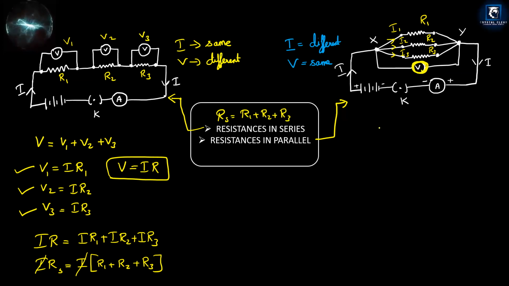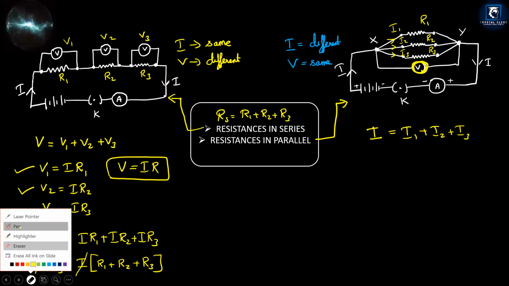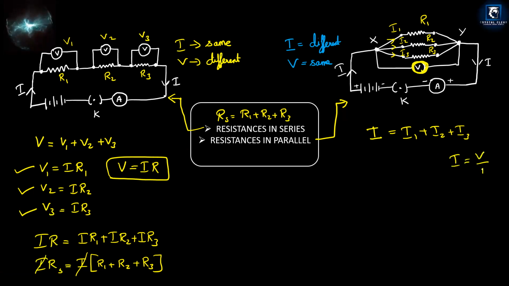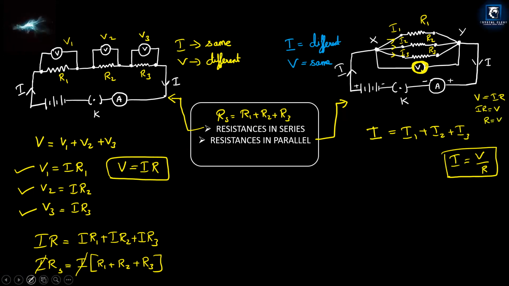Now come to this side. In resistors in parallel, the current is divided into I1, I2 and I3. All these put together make only the I current. Now the same thing I'm going to use in V equal to IR. Instead of this, I will use directly I is equal to V by R. How are we getting I is equal to V by R? Since V equal to IR, IR equal to V, I equal to V by R.